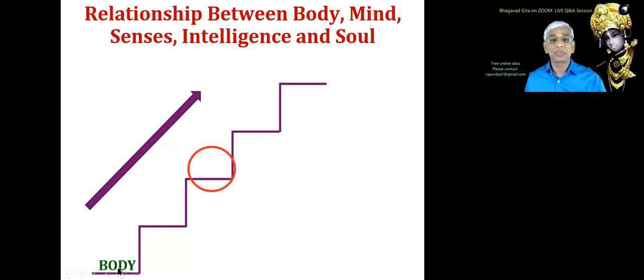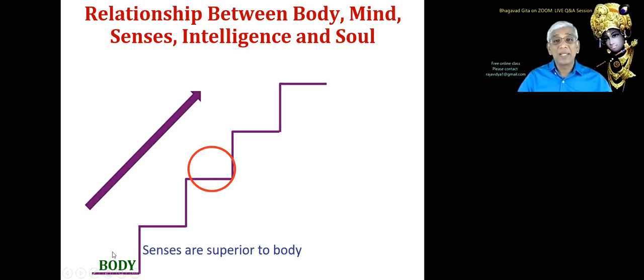In the bottommost step is the body. The next one is the senses. Senses are superior to body. So today we are going to understand how senses are superior to body. First of all, we will understand what senses mean, and then how they are superior to body.